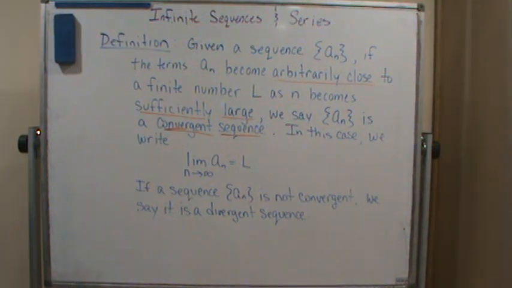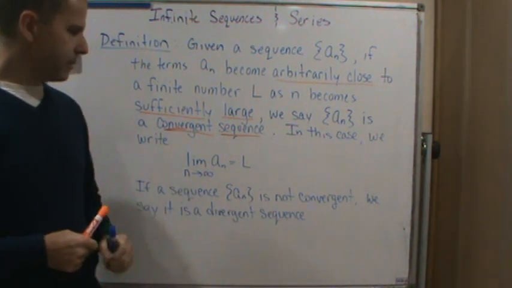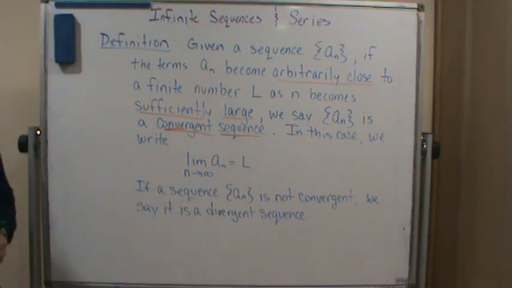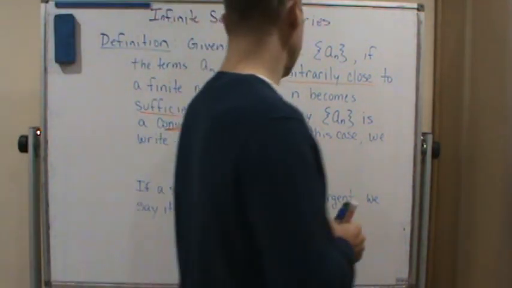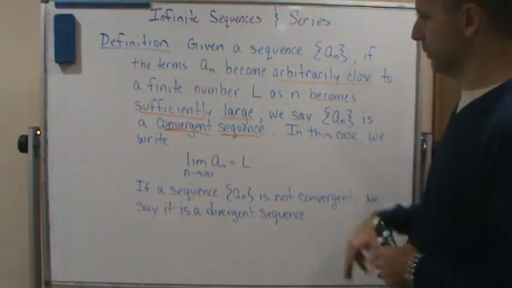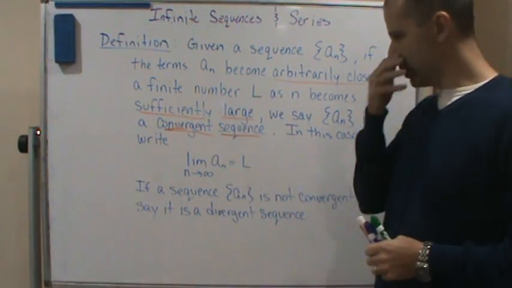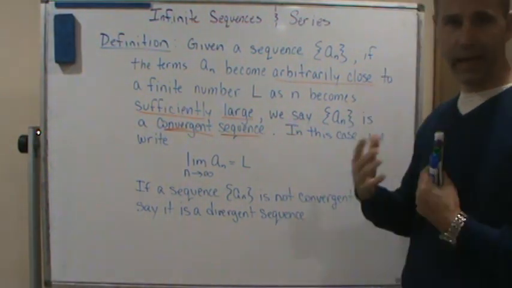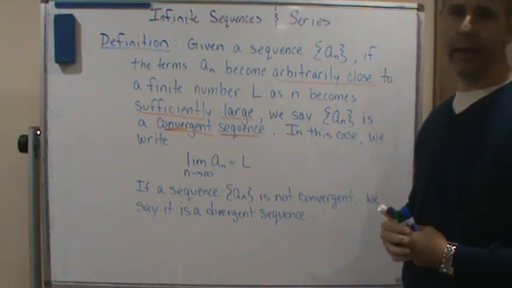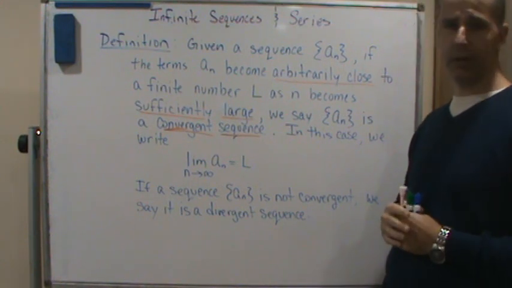Okay. Now, if a sequence is not convergent, then we say that it is divergent. That it is a divergent sequence. Okay, now, if you look at this definition, we see things like arbitrarily close and sufficiently large. And that's okay. That gives us an idea about the behavior of what we're looking for and how we define these, but it's not very precise.